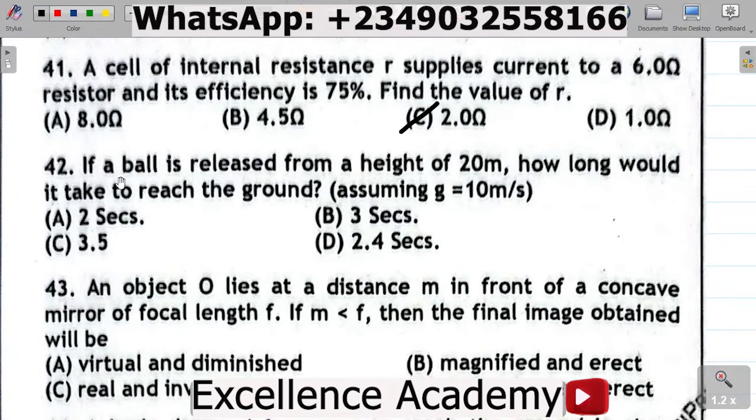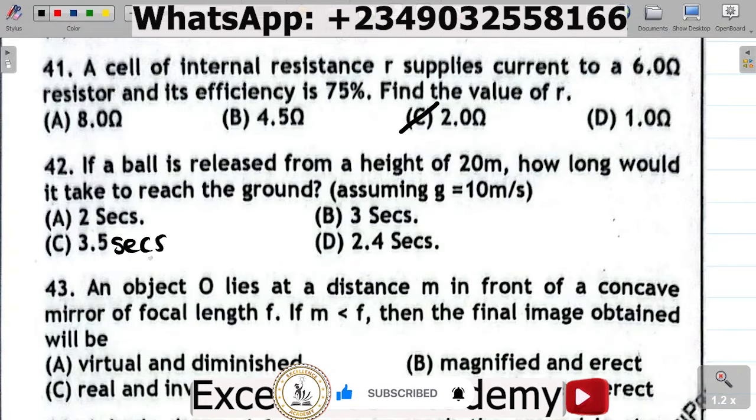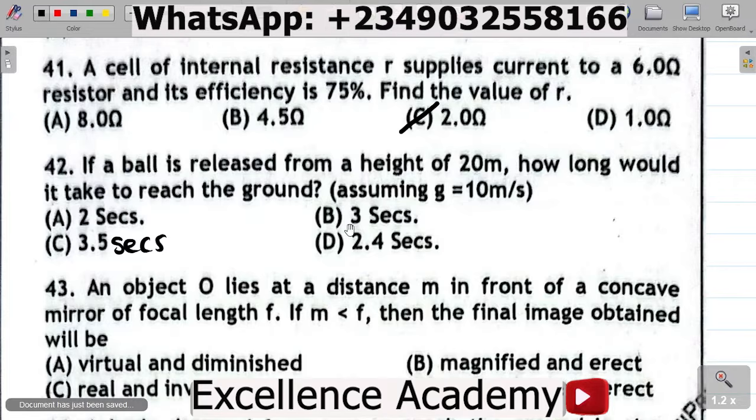Question 42. If a ball is released from a height of 20 meters, how long will it take to reach the ground? Assuming g is equal to 10. A, 2 seconds. B, 3 seconds. C, 3.5 seconds. And then D, you have 2.4 seconds. So how do we solve this particular question?